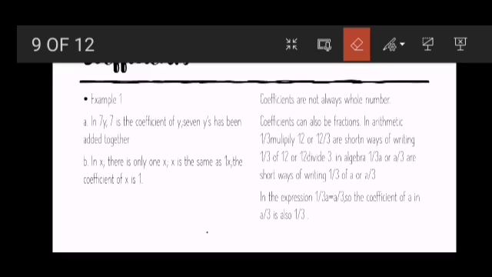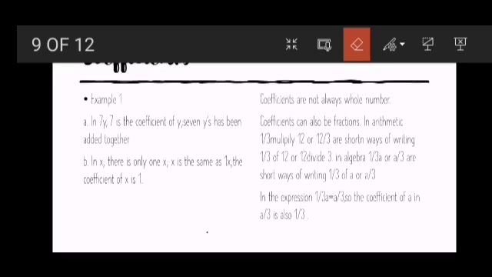Okay, so let's look at the example. In x, there is only one x. x is the same as 1x, as I said earlier. The coefficient of x is 1. So if they tell you to find the coefficient of x, the coefficient of x is 1, because there is one invisible 1 at the front of the x.